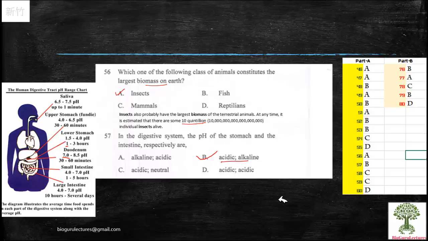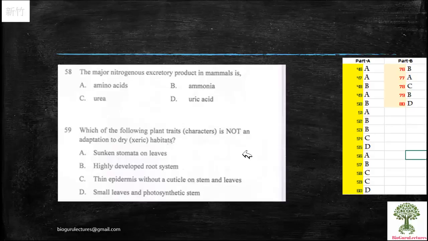Next, the 58th one. The major nitrogenous excretory product in mammals is urea. Uric acid is in birds, and ammonia is in fishes and aquatic organisms. Amino acids depend on metabolism, but it's not a major one.